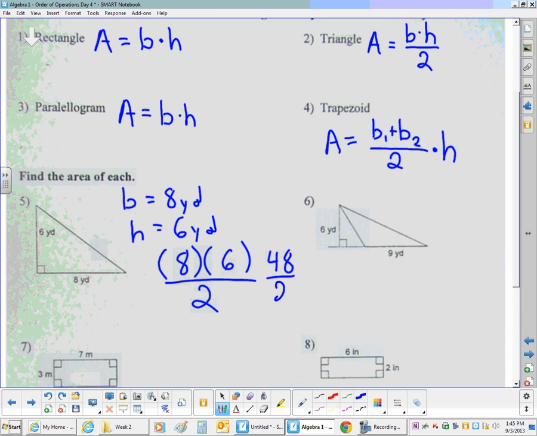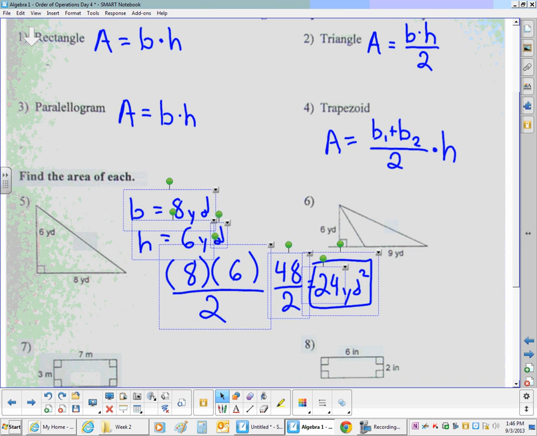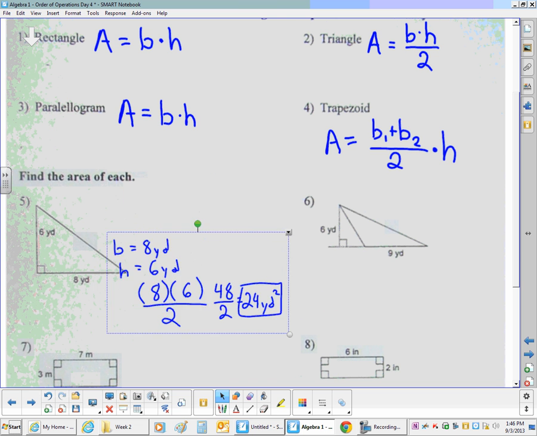48 over 2. Now, again, I've shown you guys many ways that you can solve a problem like that. For this one, let's just go ahead and divide it by 2. So 48 divided by 2 equals 24. And then our units, because we're talking about area, is yards squared. So they're square yards. You need to make sure you get all that work down. Remember, when we're doing the guided practice, the expectation is that you are copying everything that I'm writing down. So if I'm writing it down, it's important, and you need to copy it down.